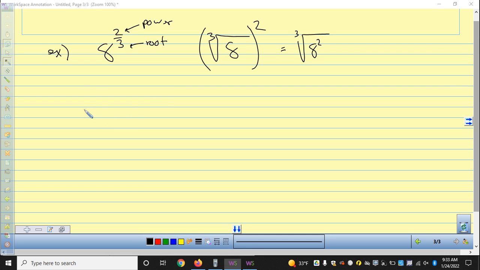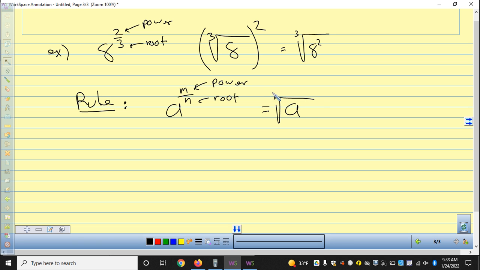So the way we write this in symbols, our rule is going to be a to the m over n. Well, this number in the bottom is a root. The number in the top is a power. So we can write that as the nth root of a to the m power, and that is the same as doing the nth root of a to the m power inside the radical. Both of these mean the same thing.